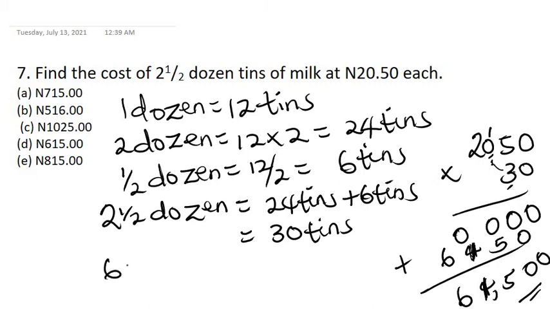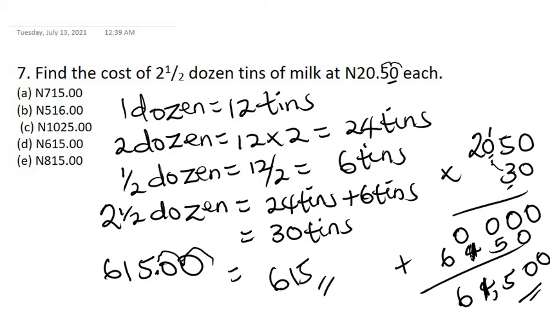So we have 61500. Remember, this amount has 2 decimal places, 1, 2 before the decimal point. So I'll count 1, 2, put my point here. So the right answer will be 615 here, which is option D.